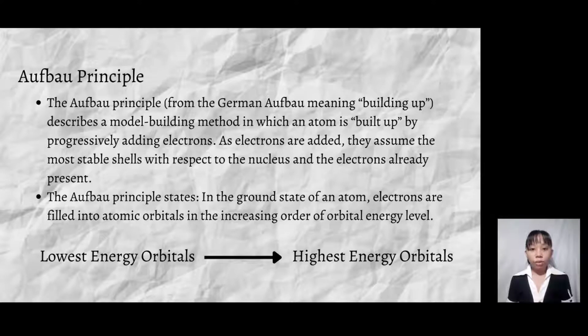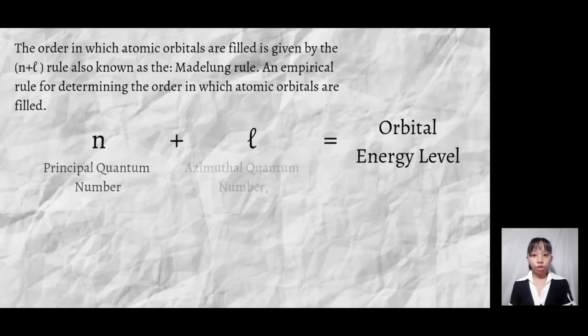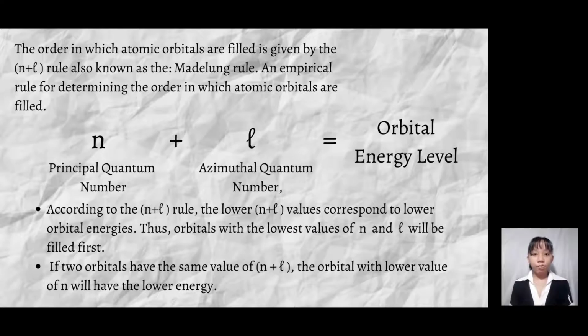Now, the Aufbau principle is utilized to understand the location of electrons in an atom and their corresponding energy levels. The order in which atomic orbitals are filled is given by the n plus l rule, also known as the Madelung rule, an empirical rule for determining the order in which atomic orbitals are filled. In this context, n represents the principal quantum number, and l represents the azimuthal quantum number. With the sum of the principal and azimuthal quantum numbers, we can determine the orbital energy level.